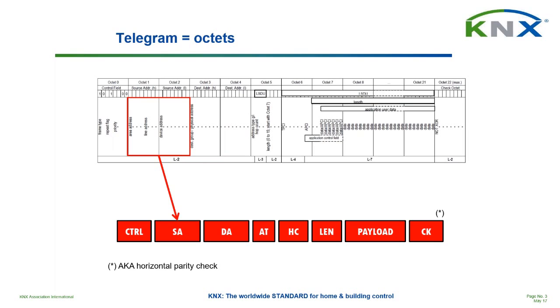That is the individual address of the originator of this telegram, so the device that has sent it, right? And then the next two octets are the destination address. We then need some further information from octet 5 in order to know the address type, the hop count, the length, but I will explain length later on, the actual payload, and then at the very end, the last octet is the checksum, which, as indicated as a remark on the slide, is also known as the so-called horizontal parity check.